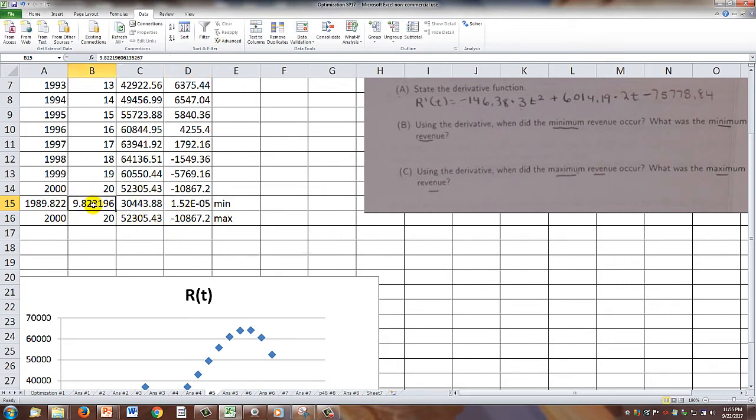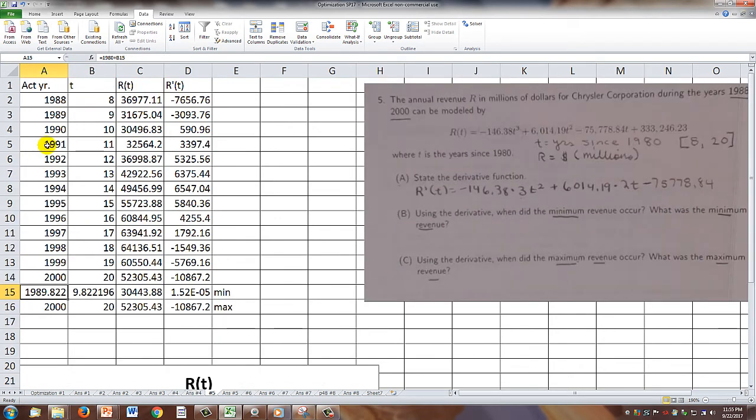And so when I do that, I get the t value, 9.8, and I also have my year value now that I've fixed this input. So again, to do this the right way, you would say, all right, years since 1980, so you would type in equals 1980 plus whatever the zeroed out year over here is, which is 8.